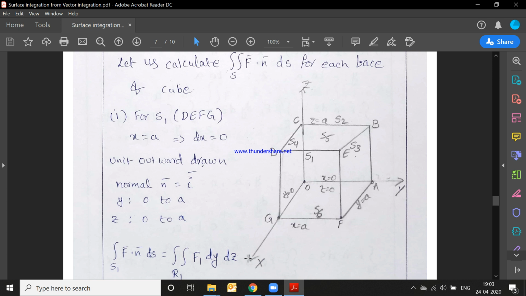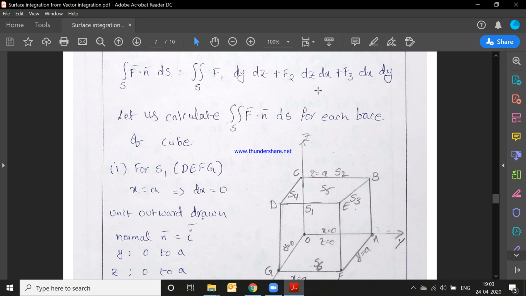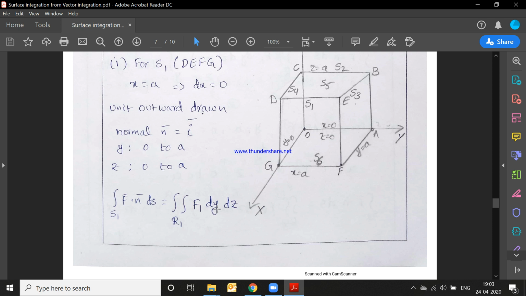So then y limits are 0 to a, and x value is a, z limits also 0 to a. By using that, find the integration. Here dx value is 0. Dx value 0 means in our formula two terms are zeros, because here dx is 0, here dx is 0, we get only f1 dy dz.